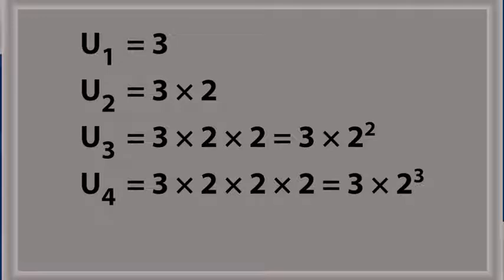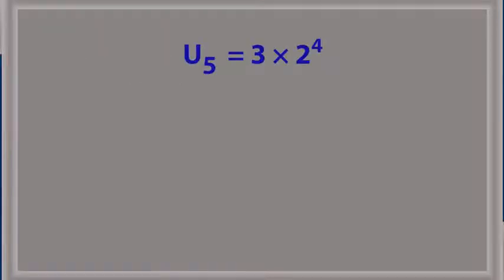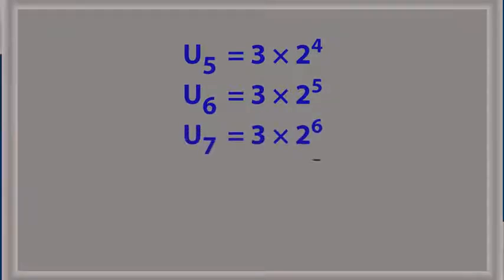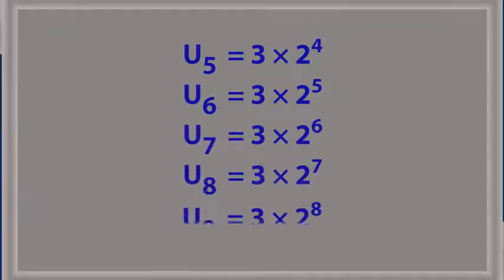The sequence can be continued as follows. U5 is equal to 3 times 2 raised to the power 4. U6 equals 3 times 2 raised to the power 5. U7 is equal to 3 times 2 raised to the power 6. U8 is equal to 3 times 2 raised to the power 7. And then U9 is equal to 3 times 2 raised to the power 8.